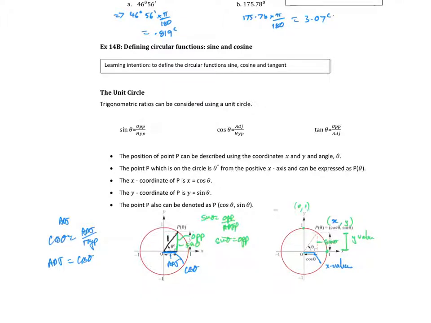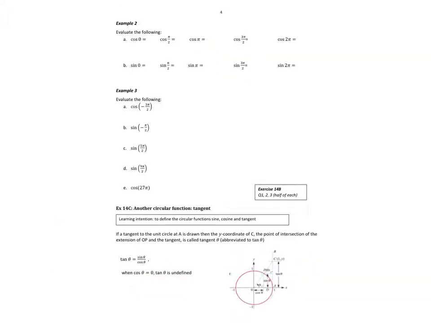So what we have to know is this statement here. x is equal to cos theta, y is equal to sine theta. Most crucial thing to remember. If you keep that firmly in your mind, it makes evaluating our angles so much easier to deal with. So let's have a look.